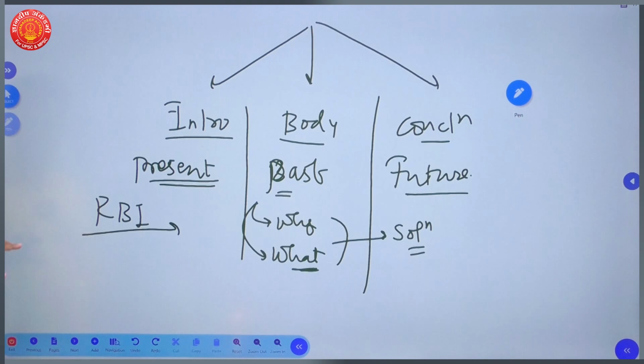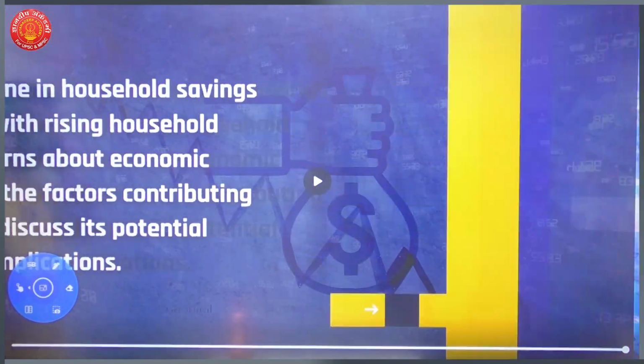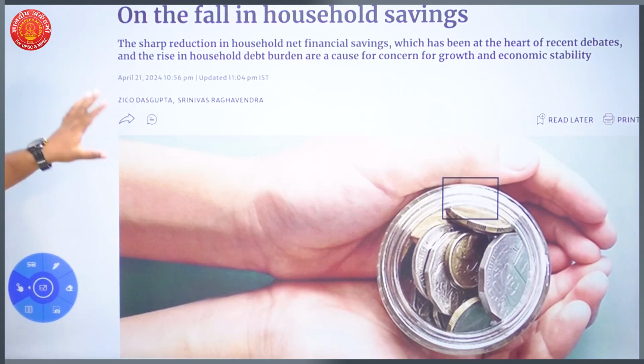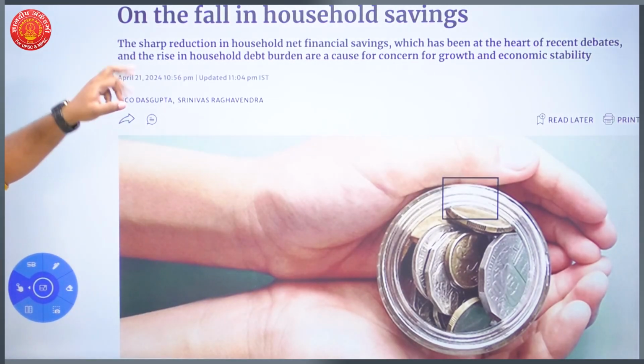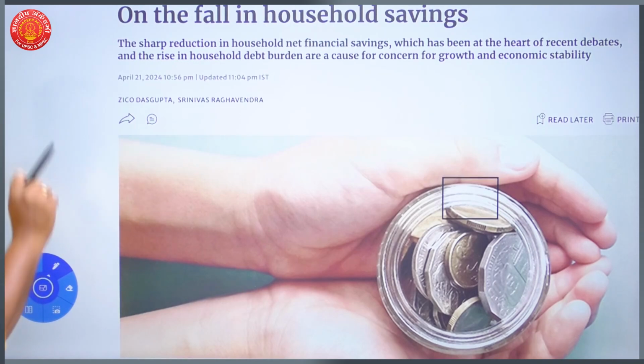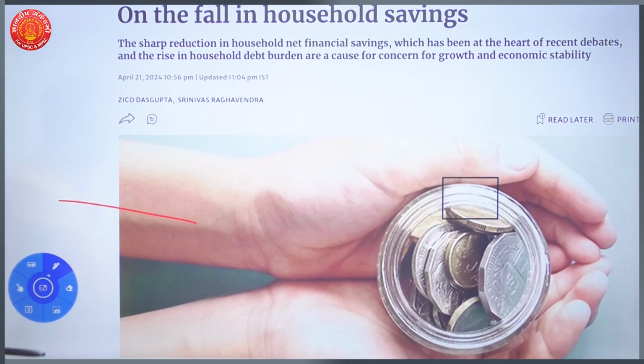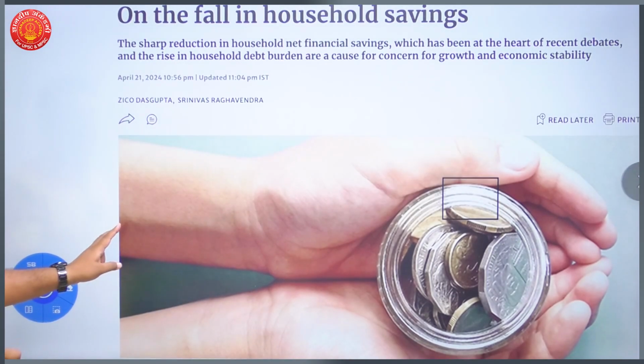So coming back to the question, first thing, how to introduce, right? This is the news on the fall in household saving. The sharp reduction in household net financial saving, which has been at the heart of recent debate, and rising household debt burden are a cause for concern for growth and economic stability. Read out this article. The article is in the 21st April newspaper.